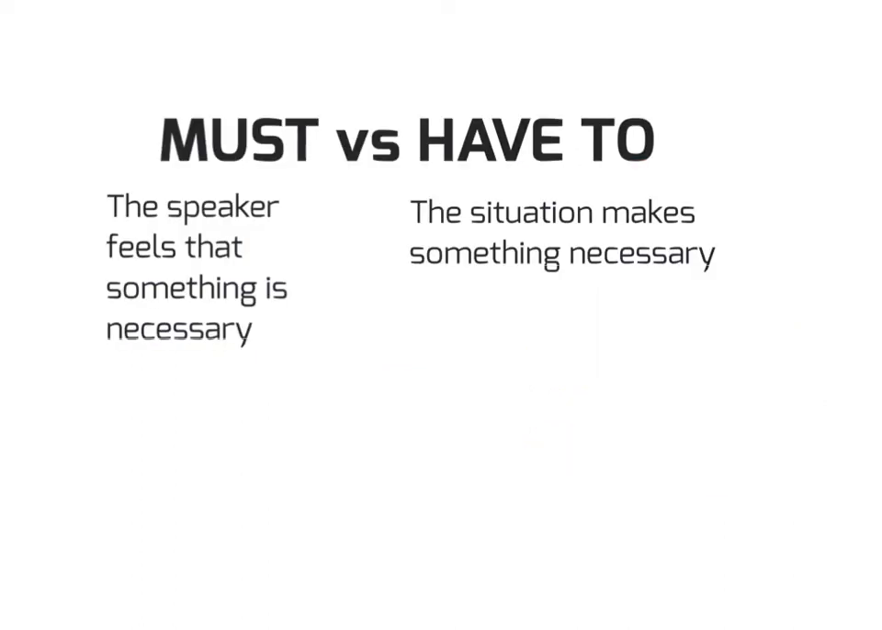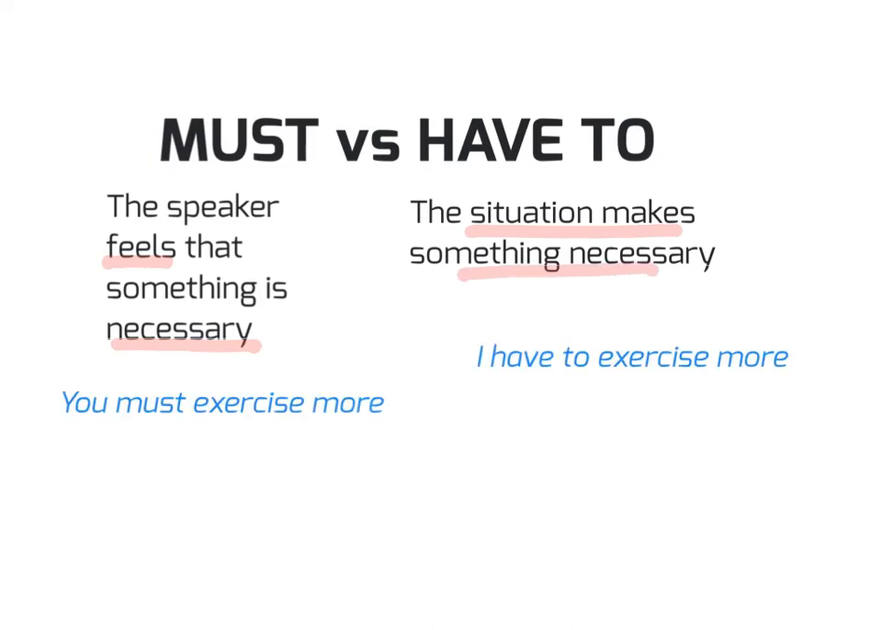But what happens in the present? In the present, must and have to coexist. We use must when the speaker feels that something is necessary, but we use have to when the situation makes something necessary. Let's see some examples. For example, imagine that you go to the doctor and the doctor tells you, you must exercise more. It's what the speaker feels, it's what the doctor feels. Then you go back home and they ask you, what did the doctor tell you?